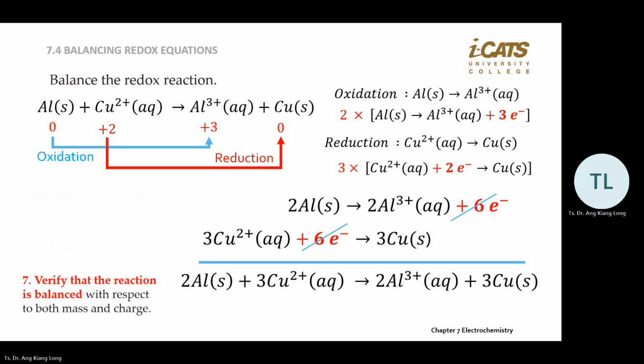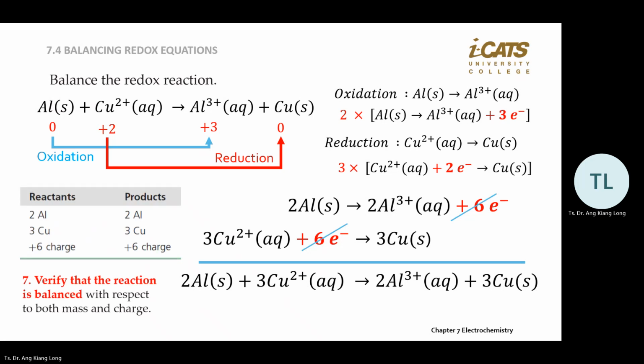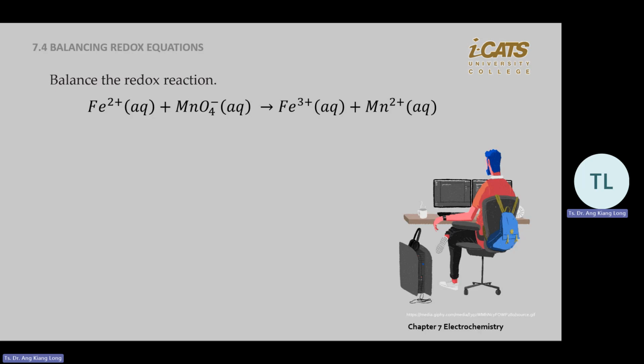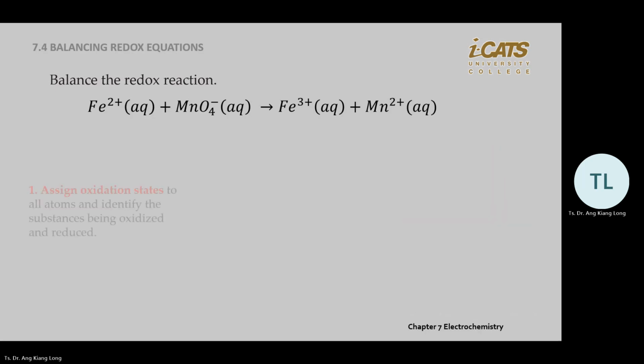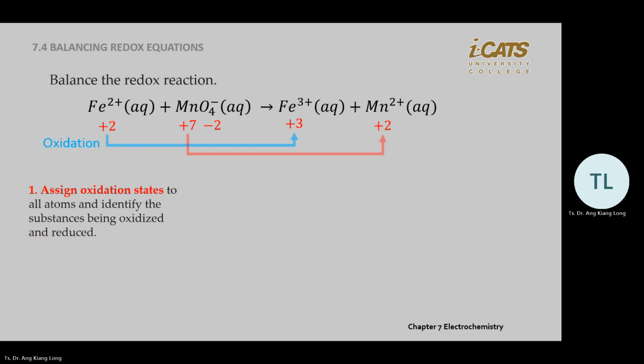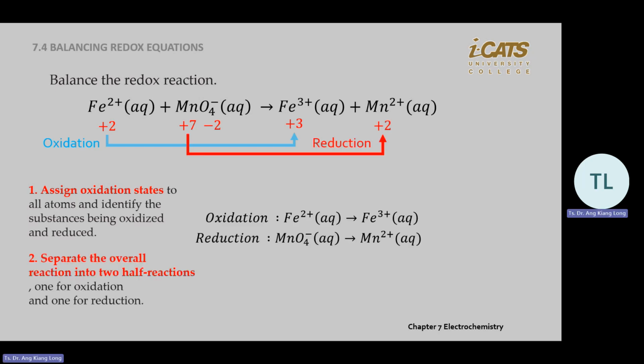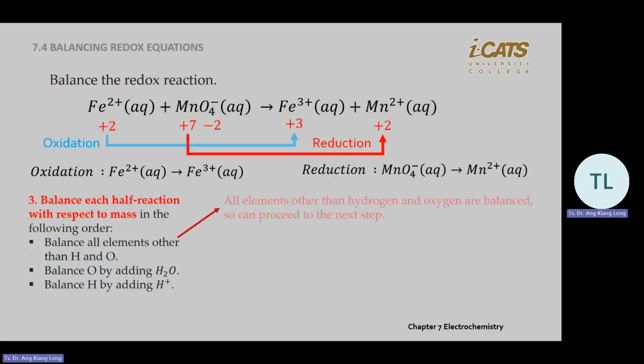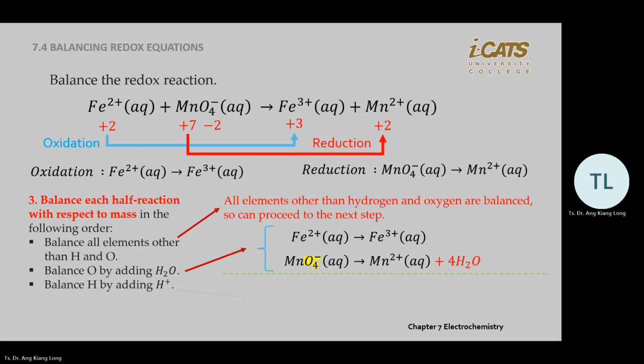Okay, so this is the side note. On the left-hand side, 2 Al, 3 Cu, and 6 plus charge. Right-hand side, product, 2 Al, 3 Cu, and 6 plus. Okay. This one is your homework, go and do revision. If you have questions, come and ask me. But basically, we keep repeating the same steps.